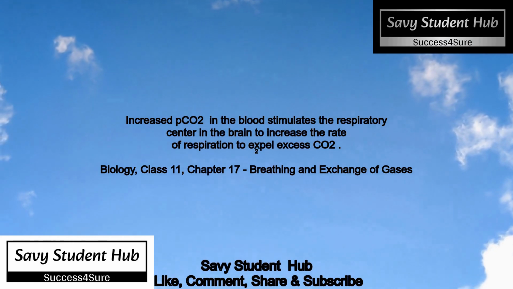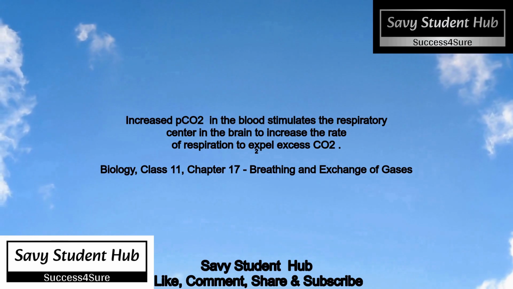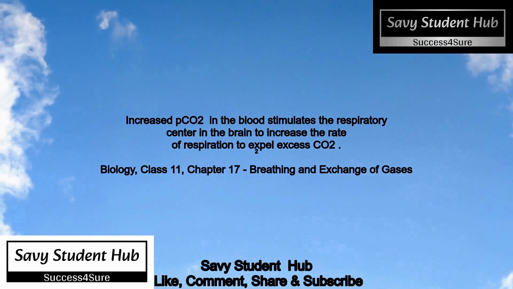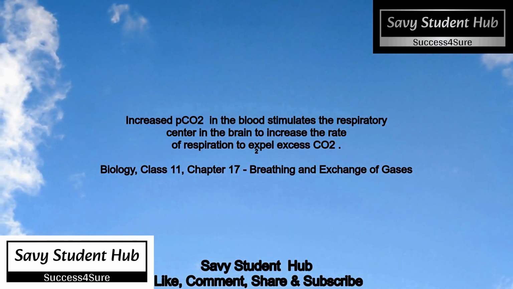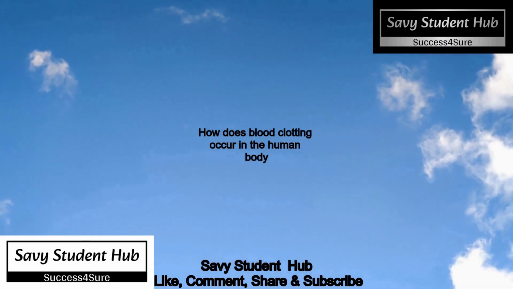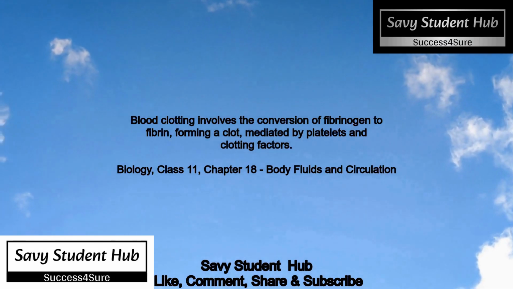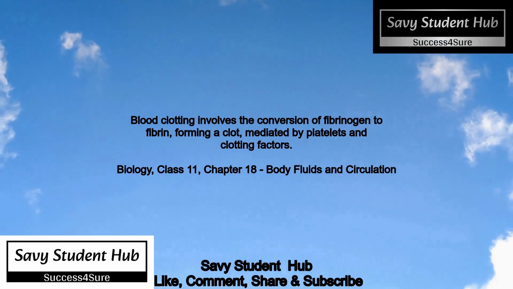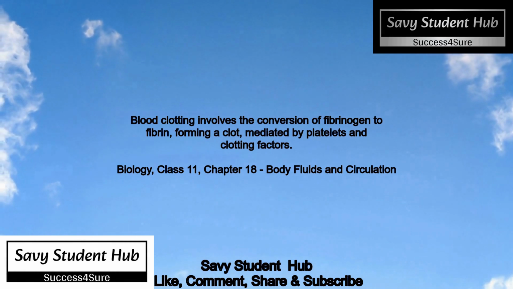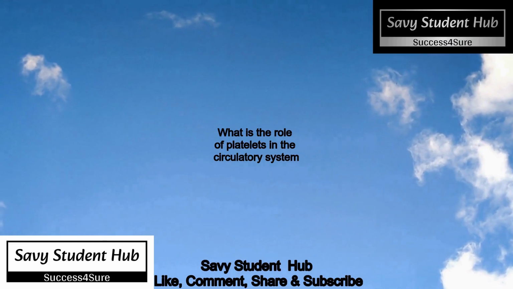Increased PCO2 in the blood stimulates the respiratory center in the brain to increase the rate of respiration to expel excess CO2. How does blood clotting occur in the human body? Blood clotting involves the conversion of fibrinogen to fibrin, forming a clot, mediated by platelets and clotting factors. What is the role of platelets in the circulatory system?